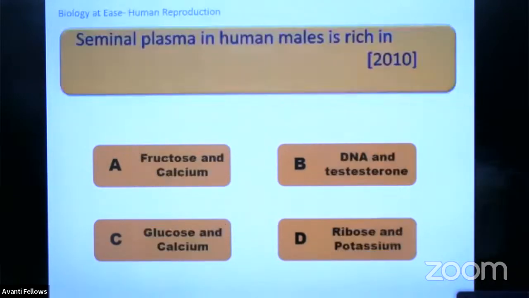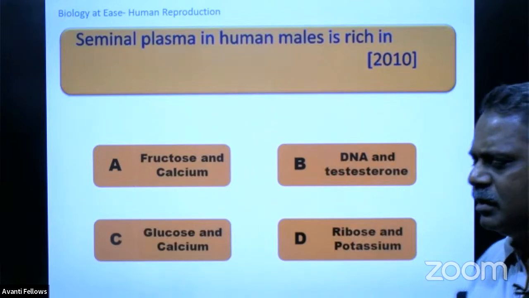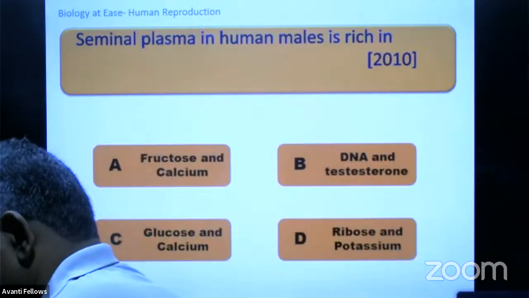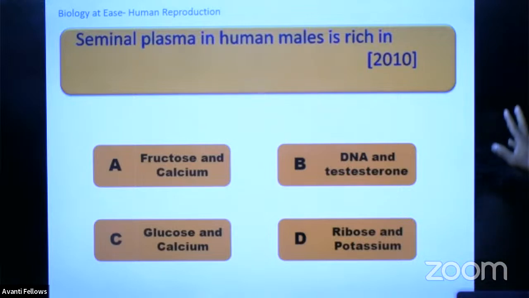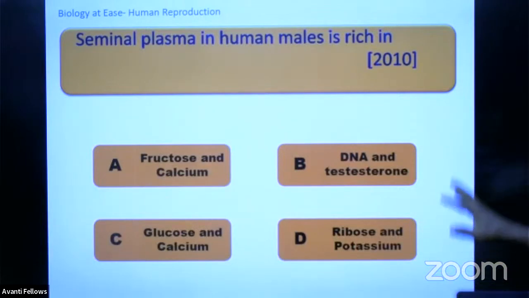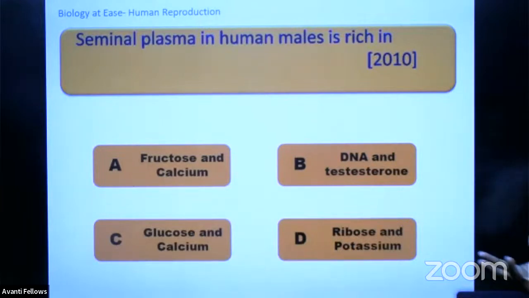And see the first question. Seminal plasma in human male is rich in. This is the first question asked here, and the correct answer is fructose and calcium. DNA and testosterone are not there in the seminal plasma, and glucose and calcium is also not there. Seminal plasma means the liquid secreted by the seminal vesicle only, with ribose and potassium.